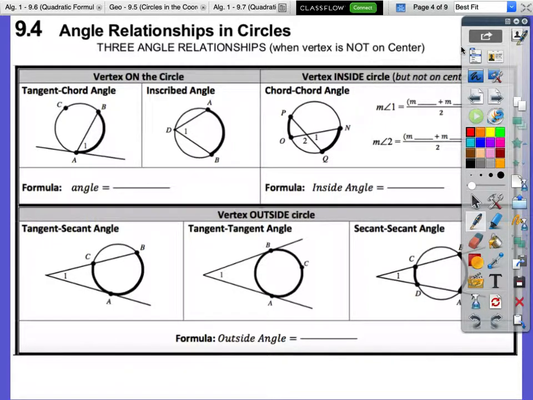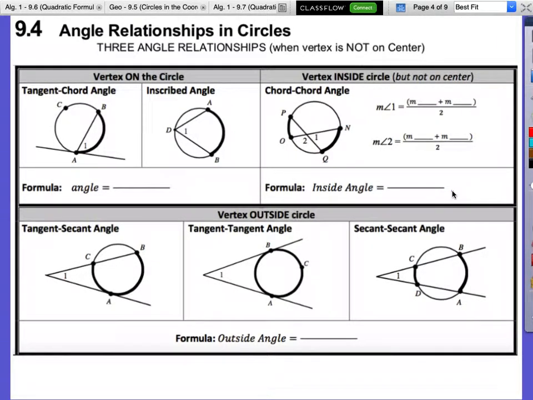So we have three different angle relationships when the vertex is not at the center. Whenever the vertex for our angle is not at the center, if it was, it'd be a central angle. But if it's not, then we have three different scenarios. The first is where the vertex is on the circle.